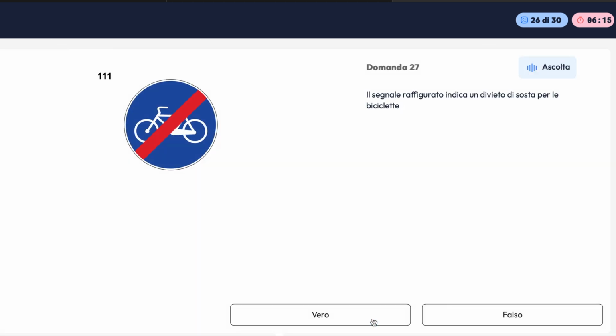Il segnale raffigurato indica un divieto di sosta per le biciclette. The answer to this question here is falso because the question says this sign is a prohibition sign which prohibits bicycles from parking, which is falso.